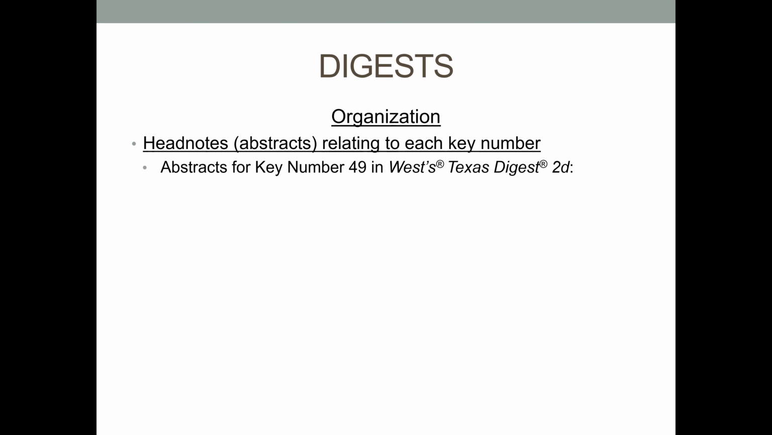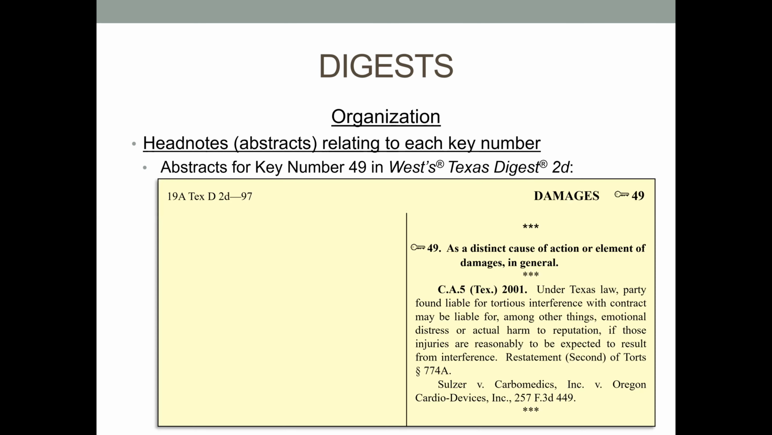So let's look at what this digest would look like, the West Texas Digest, for key number 49 of the major topic damages. If you will recall, that was the key number that the very first headnote in Boyles versus Kerr related to. So here we have a simulated part of a page from the Texas Digest Second. And I wanted to show you what a heading looks like in it, to show you where the headnotes relating to a particular key number will begin.